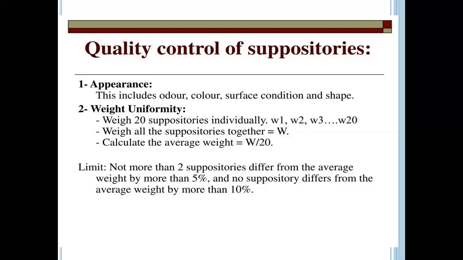If variation is observed, then prepare the suppositories again, and if there is no variation and they are all of equal weight, then we can use or prescribe this to any patient. So this is about the first two quality control tests of suppositories: first one appearance and second one weight uniformity. We did the same for tablets. Do you remember? Was there weight variation in tablets? Yes, ma'am.